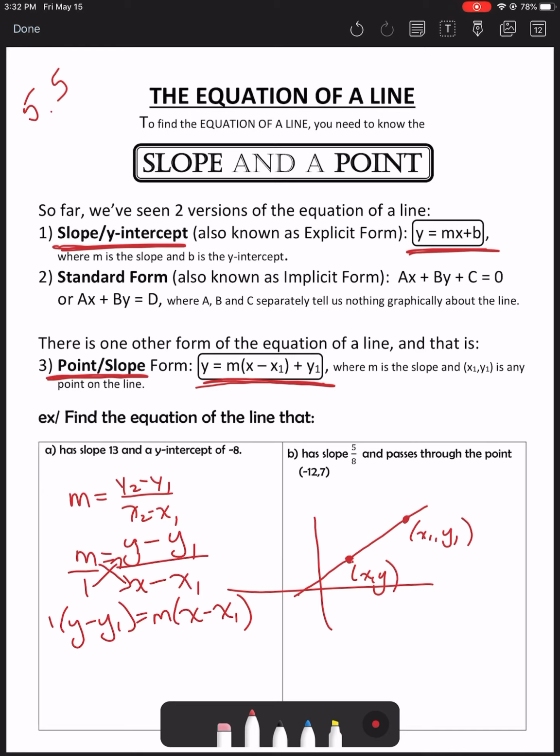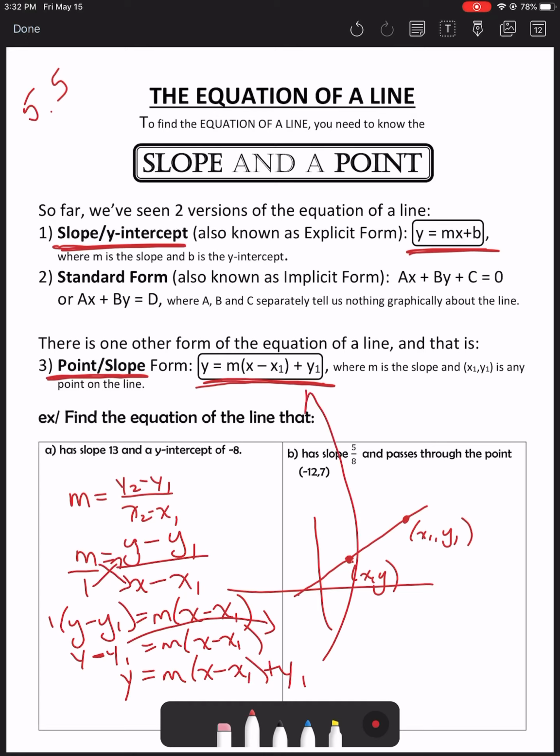And 1 times y minus y1 is just y minus y1. And then if I just bring this y1 over to the other side, it's minus on this side, so that just becomes y equals m times x minus x1, plus y1, which is this equation here. So it makes sense. It's new, but it makes sense. And this equation can be used to find the equation of a line at any time.